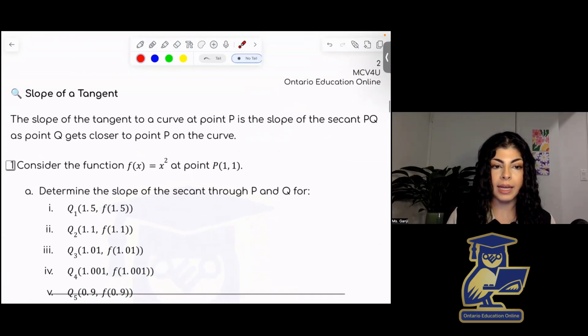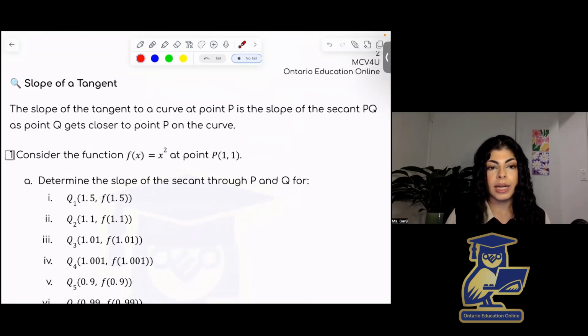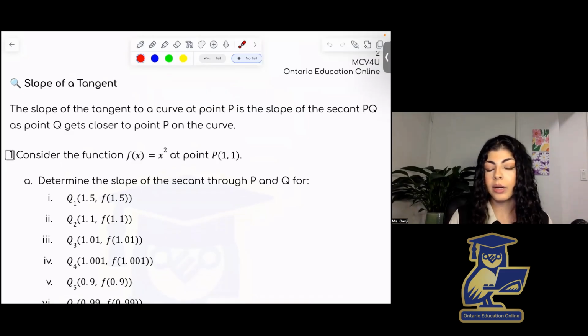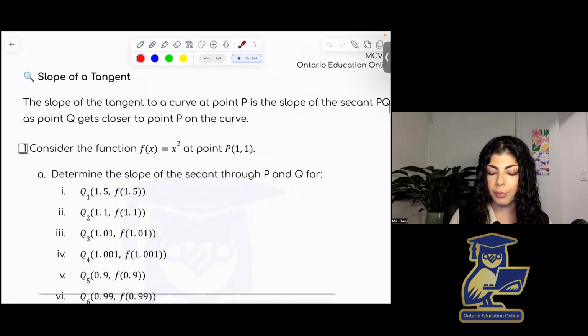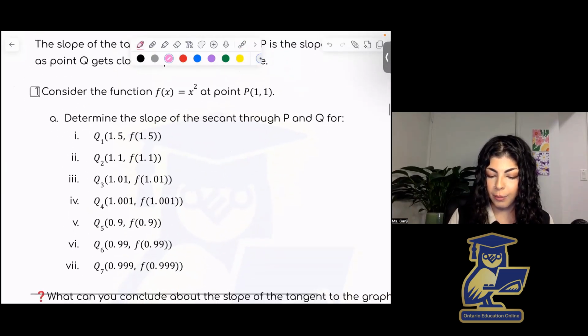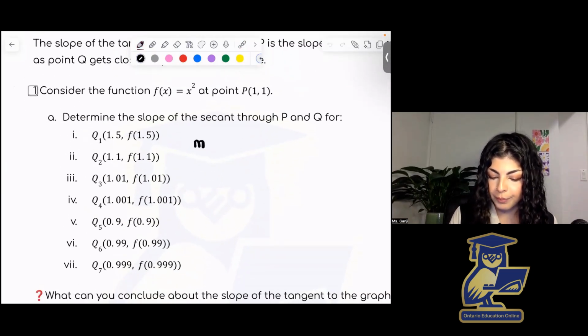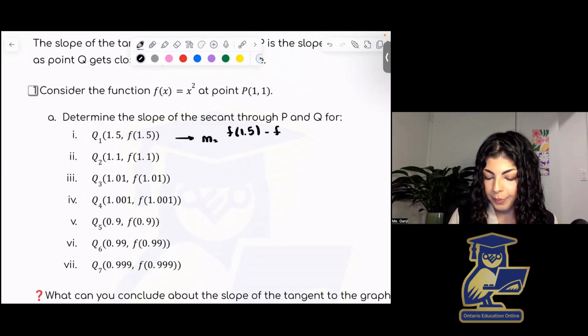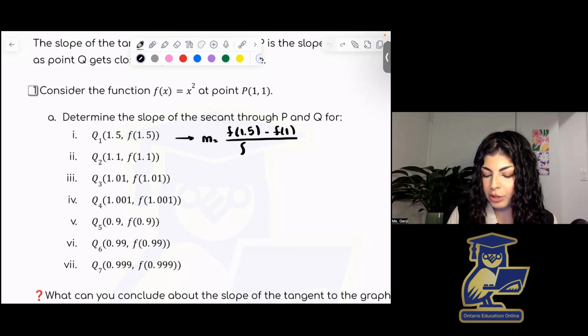So let's try an example. Consider the function f of x equals x squared, the parent function of the quadratic, and we have the point P as (1, 1). And we are asked to determine the slope of the secant through P and Q for these points. So I'll try one example first to start us off. So for this one, we have m, and remember this is the change in y over the change in x.